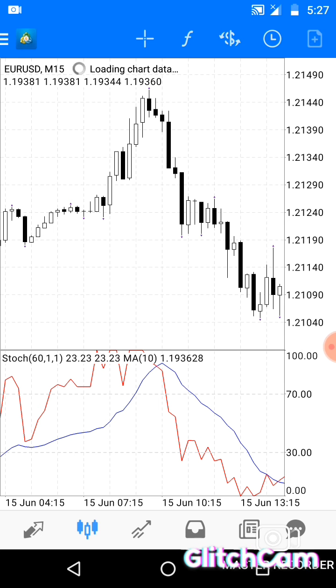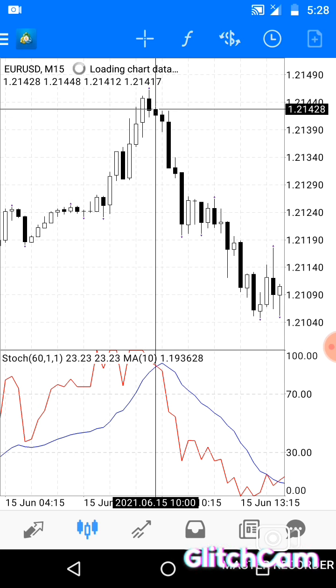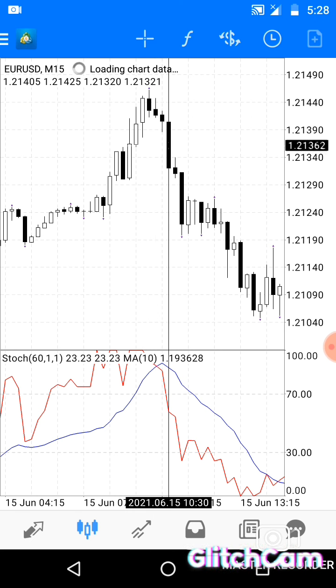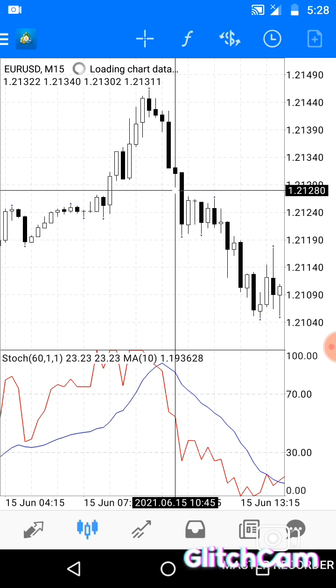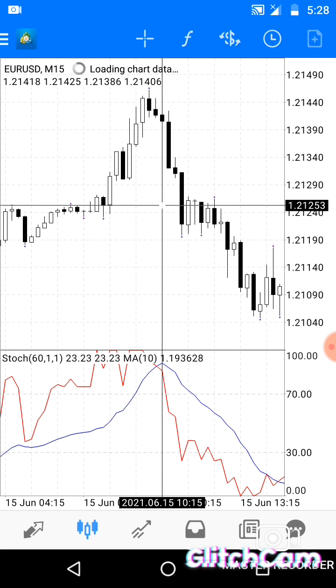Then you enter the market somewhere here, when you see that one forming. By somewhere here, you are out of the market. You enter here, and by somewhere here, you are out of the market. This is how the strategy works.